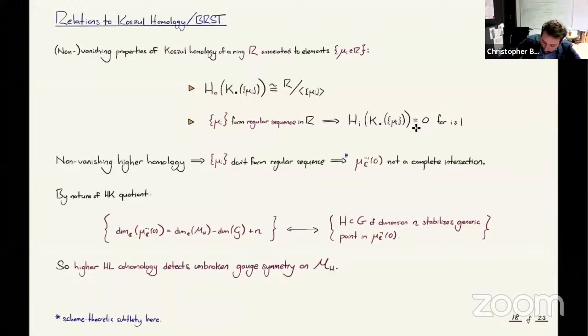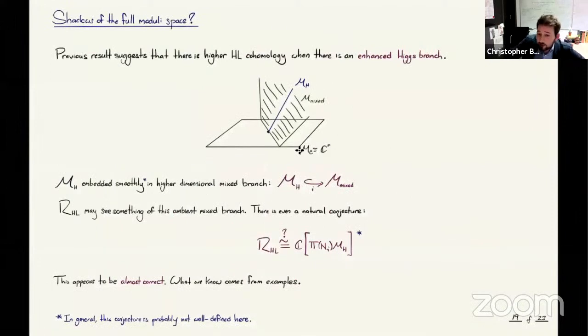map, which is why I claimed at the beginning that what you're really probing from a physics point of view when you look at this extra structure is something about unbroken gauge symmetries on the Higgs branch. So it's some finite dimensional stabilizers, which is just another name for unbroken gauge symmetries. And so that corresponds to this picture that I had of mixed branches.